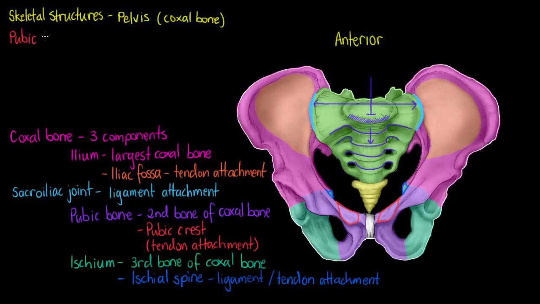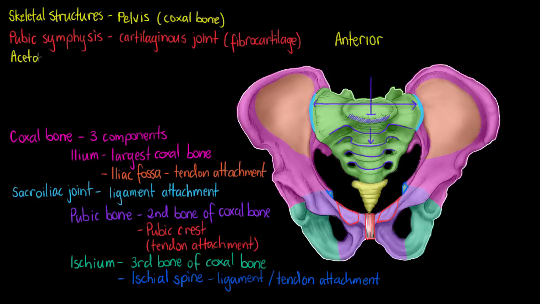And now we can have a look at our last few features of our pelvis, starting with the pubic symphysis. Now the pubic symphysis is a cartilaginous joint that we'll find here. So it separates the two segments of the pubic bone. It's a cartilaginous joint made out of fibrocartilage. Now this joint only allows a very small amount of movement, so we classify it as amphiarthrotic, although it can become more movable during childbirth.